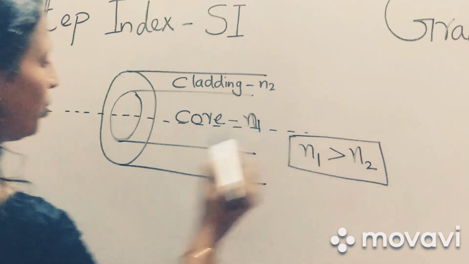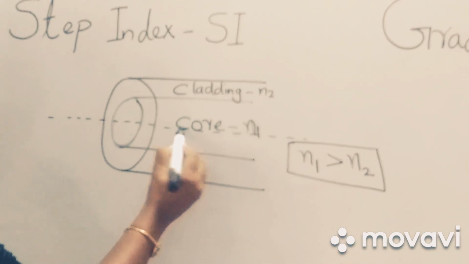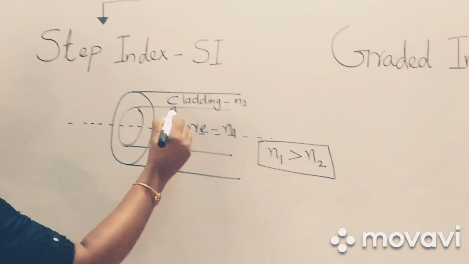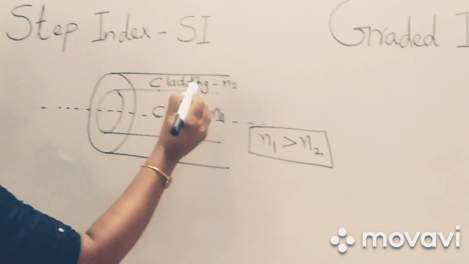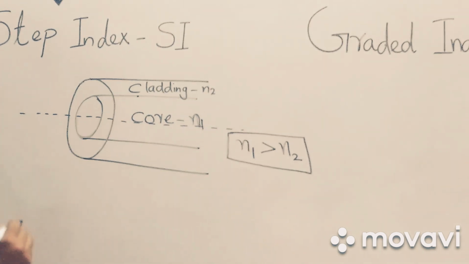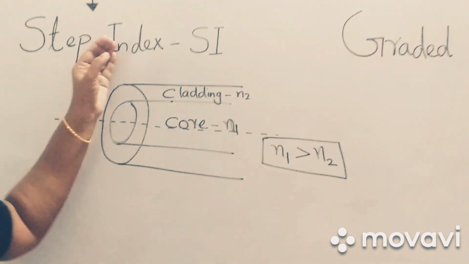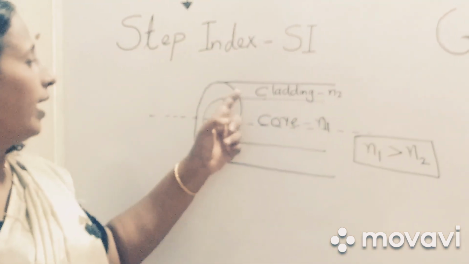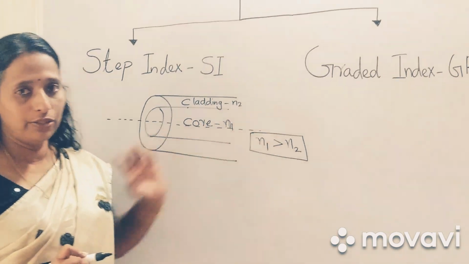This is the central axis of the fiber. As we move from the axis, refractive index is N1 up to this boundary. At this core-cladding boundary, N1 suddenly decreases to another value N2. There is a step between core and cladding, so this is called step index fiber. So for step index fiber, core has uniform refractive index N1 and cladding has refractive index N2. N1 is greater than N2.